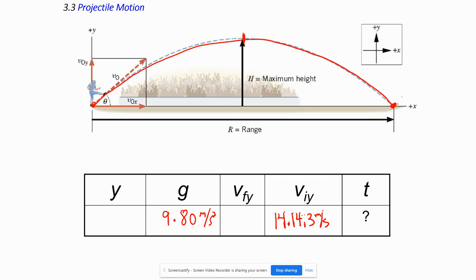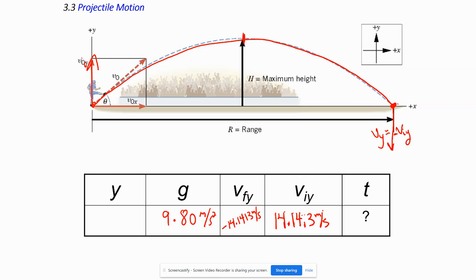There are a couple of things I can say about this. We know the football is taking off upward with an initial vertical velocity. When it hits over here, it's going to be going down with that same velocity. So the Vy here is going to be the same, but in the negative direction, going downward. So I can make my Vf negative 14.1413. That's one thing to help us.